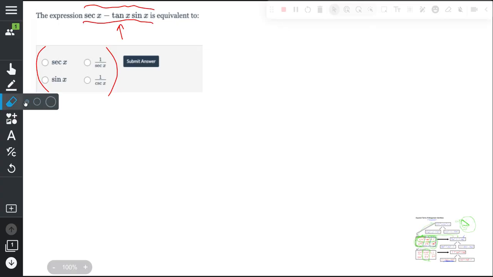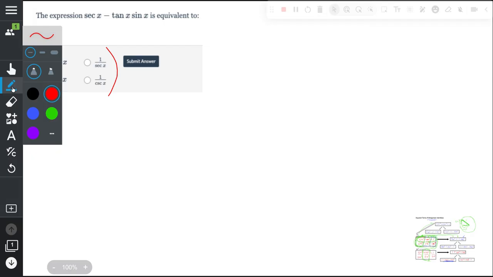Okay, first thing I notice is there are no squared terms among the terms in our problem. So I'm going to go ahead and convert everything to sine and cosine. I think that'll be a good first start.